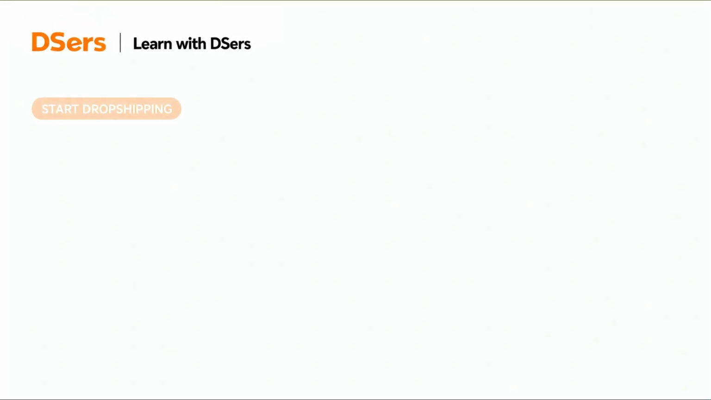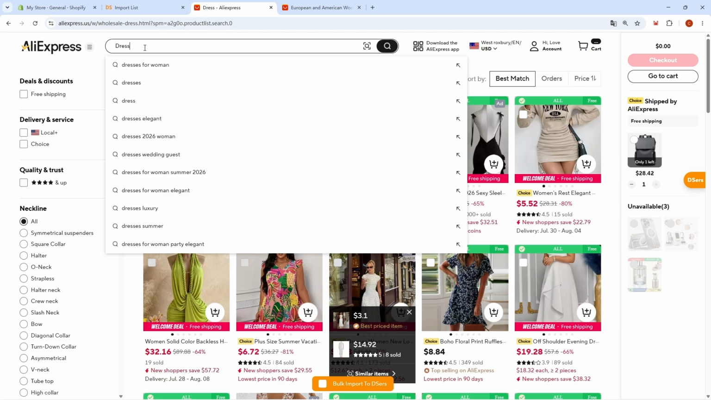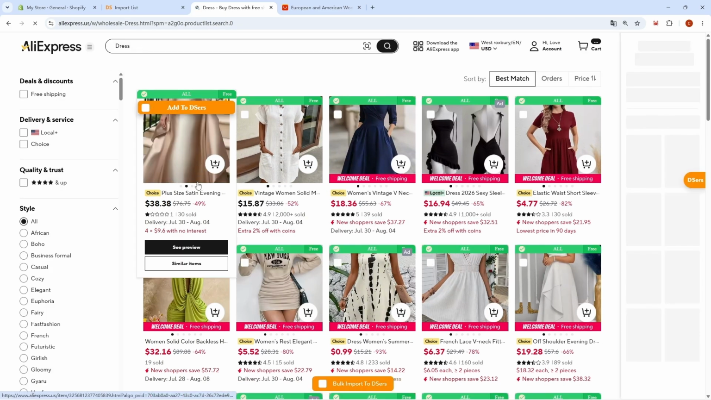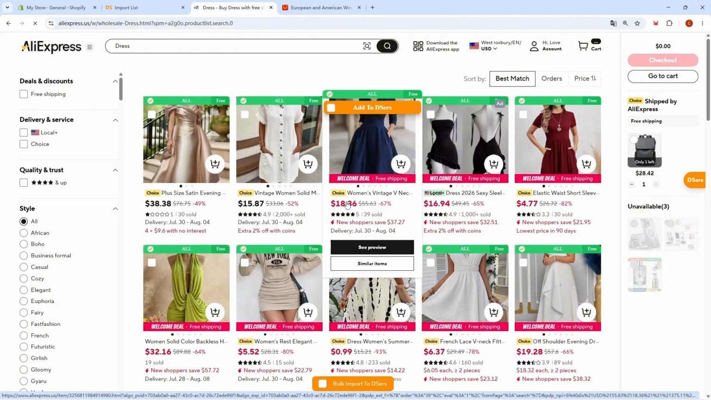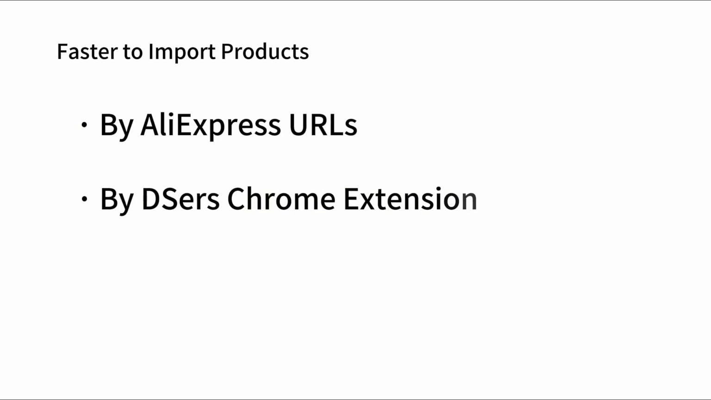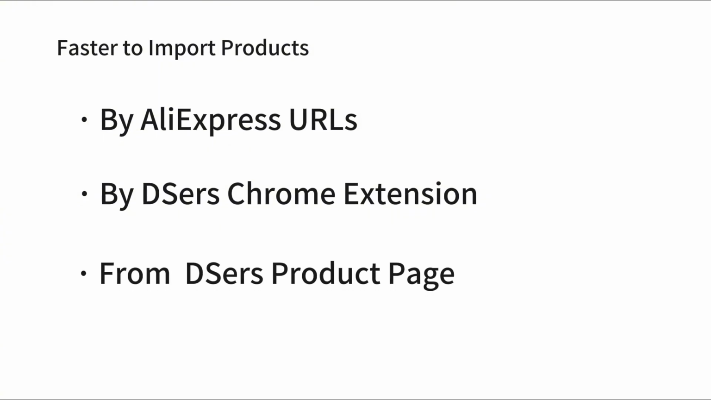How to import products from AliExpress to DSers. Finding products on AliExpress is easy, but copying titles, images, and variants manually? That's tedious and error-prone. DSers gives you 3 fast ways to import products: by AliExpress URLs, by DSers Chrome Extension, and from DSers product page. Let's walk through them. First, the URL method.